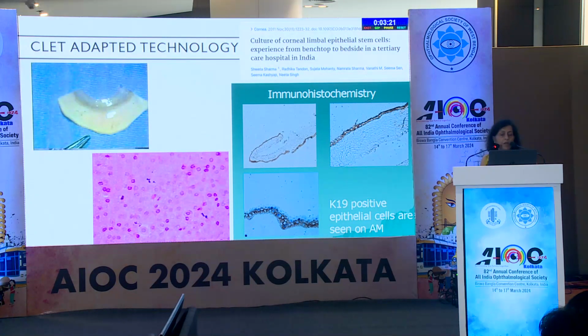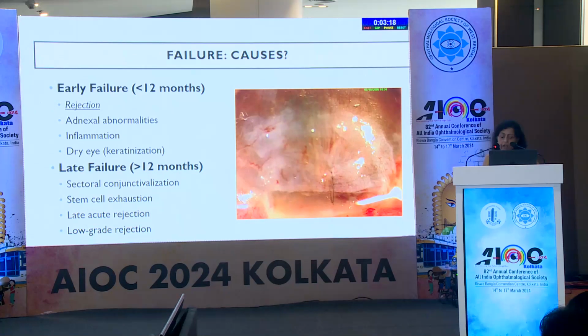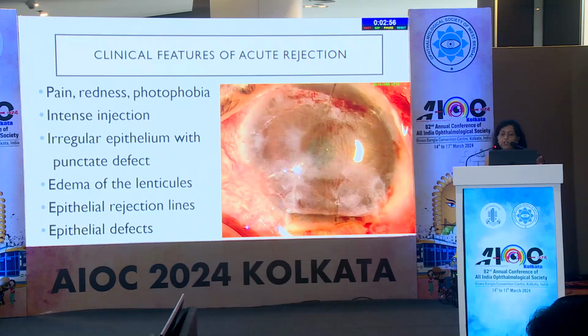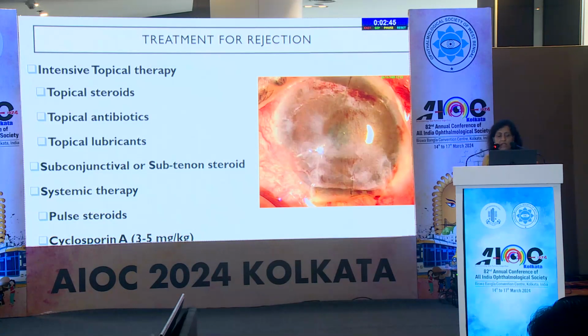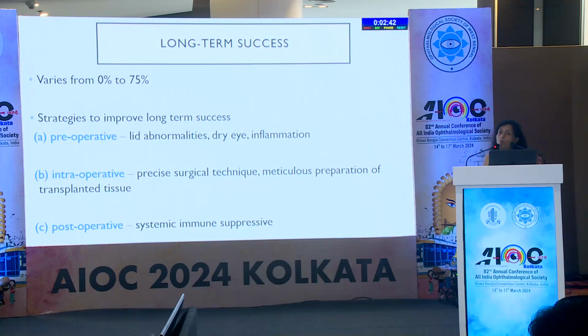So this was a kind of criticism of this procedure when you could go for DCGI approval and make it a standard accepted procedure. They said, no, you have to prove it by an RCT. And then, of course, when you have failures, you can look at causes. It could be inflammation, it could be secondary infection, or it could be a rejection. If you have an acute rejection, this is only with allografts, then you can have instant pain, redness, photophobia, and then you'll have edema of the lenticules, and of course epithelial defects, which is treated with topical steroids and sometimes even systemic steroids. So now, what about the long-term success?